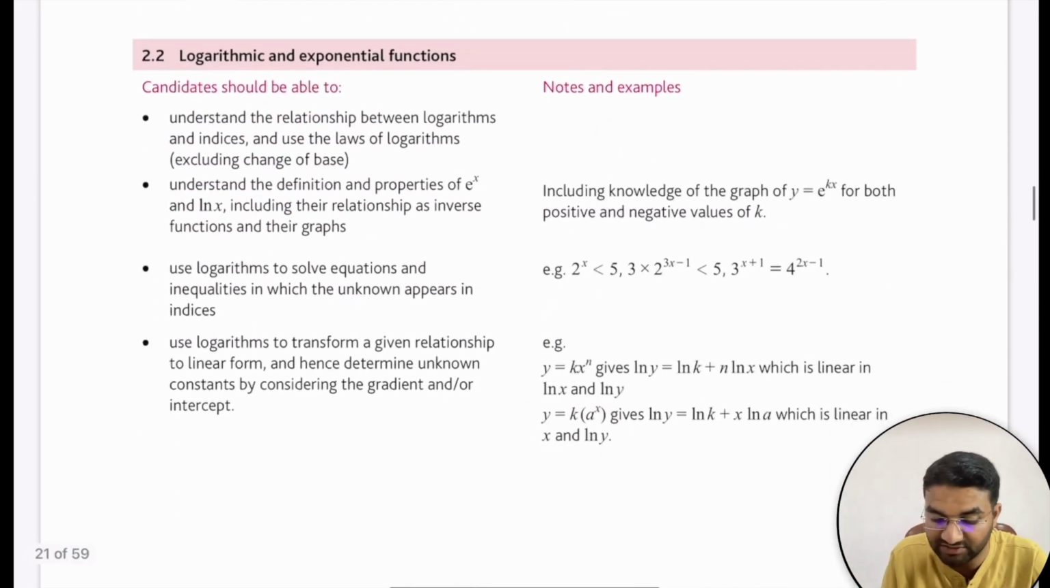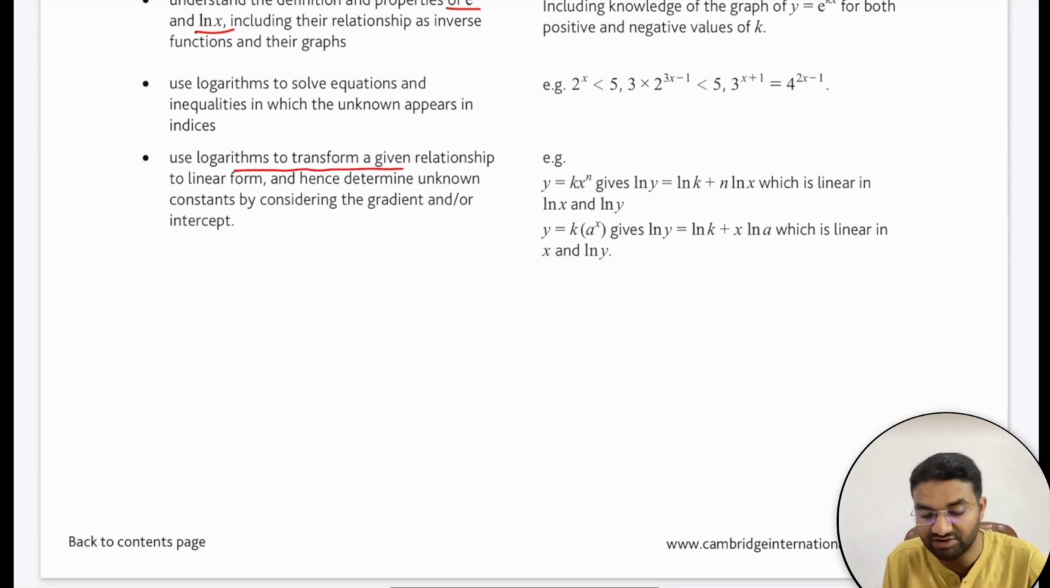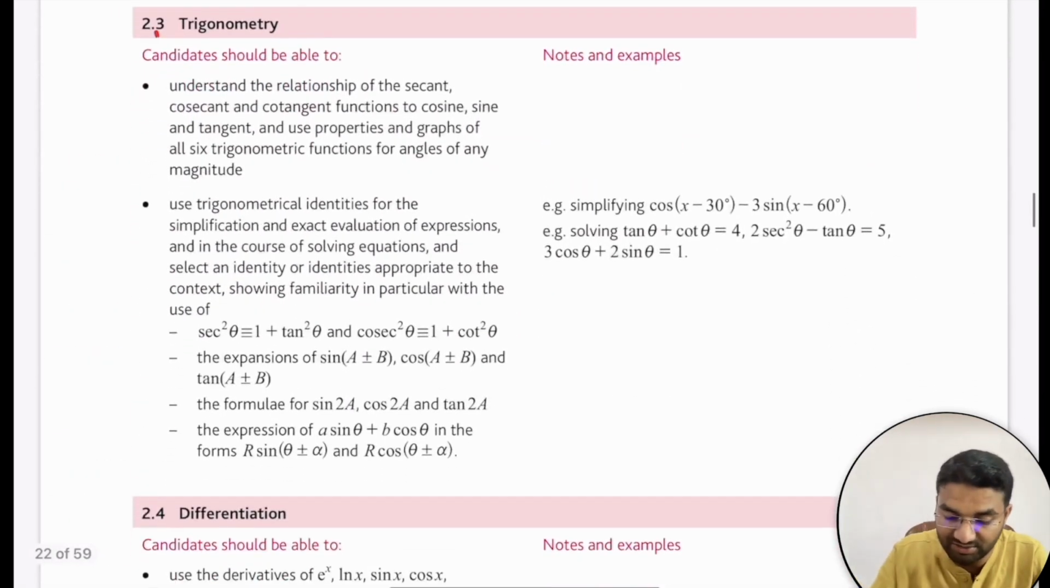Then logarithmic and exponential, the second topic. Here you have formulas. Logarithmic and exponential graphs are there: e raised to x, ln of x, and using logarithms to transform a given relationship into linear form. This is very important because if you look at the past papers, you will get a question on the linear form. Alright. Then next, trigonometry.